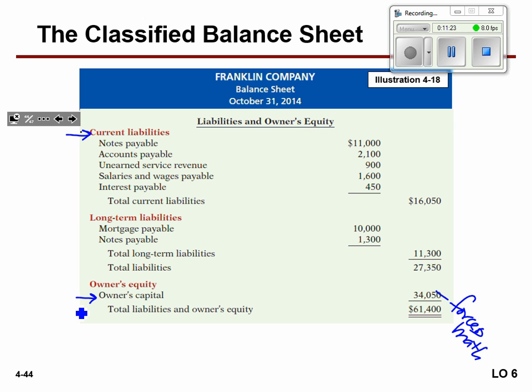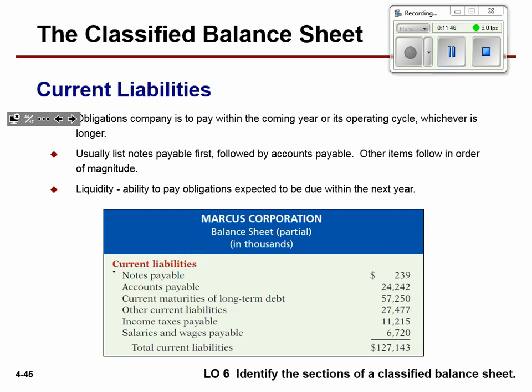What do you think the difference of current versus long-term is? Now that you know a little bit about assets, do you think you could tell me the story about liabilities? When do you think you're going to pay those liabilities off? Current ones. Within a year. Now, how about the long-term ones? More than a year. Okay. So let's talk about them a little bit more in depth. Current liabilities, we're going to get paid off within the coming year.